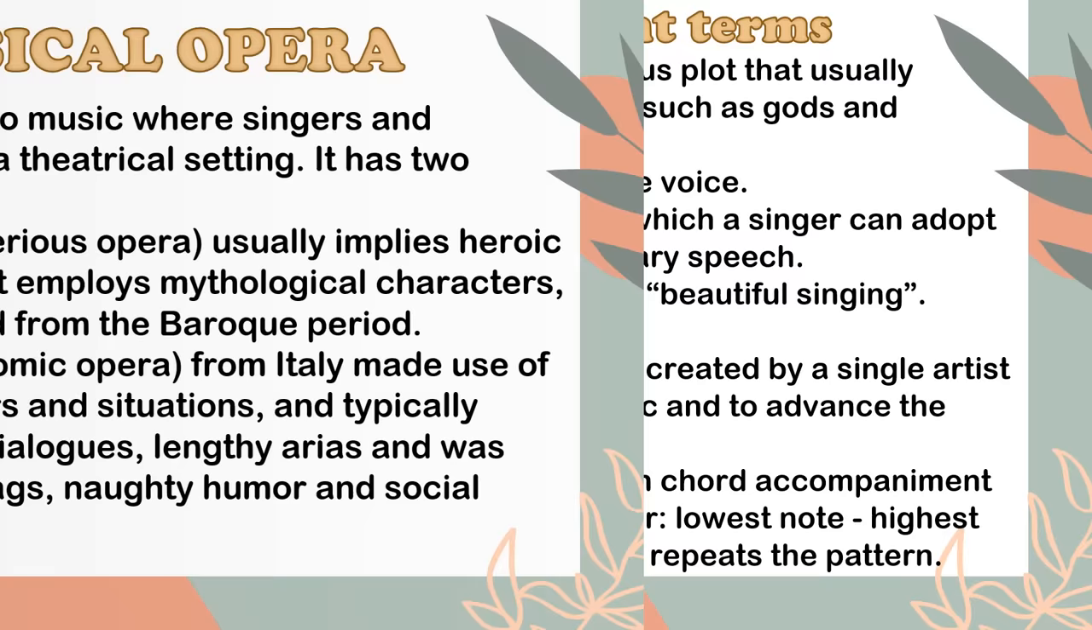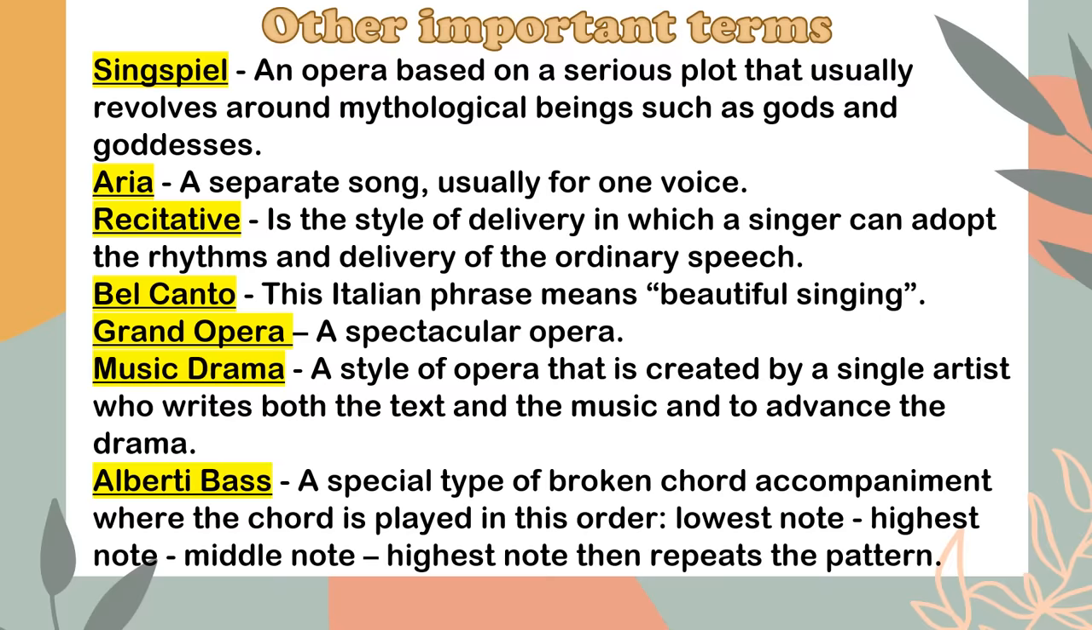Here are some other important terms to remember in this lesson. The first one is Singspiel. This is an opera based on a serious plot that usually revolves around mythological beings such as gods and goddesses. Aria, a separate song, usually for one voice. Recitative, it's the style of delivery in which a singer can adopt the rhythms and delivery of ordinary speech.